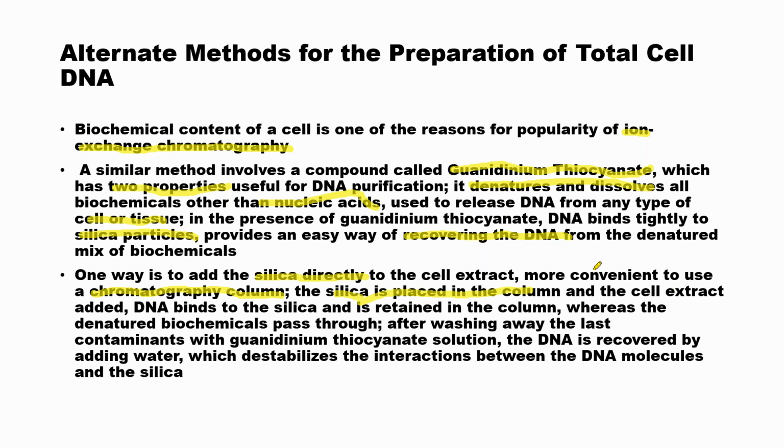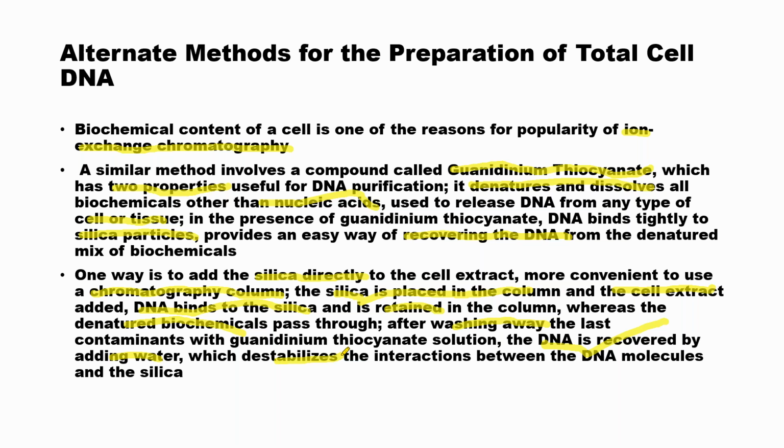Then the cell extract is added to the column in the presence of guanidinium thiocyanate. What is happening? Since guanidinium thiocyanate is there, DNA will bind with the silica and remain in the column. Whereas all other biochemicals, denatured by guanidinium thiocyanate, will pass through the column. After washing away the last contaminants with guanidinium thiocyanate, DNA is recovered. How does DNA recovery happen? By adding water. We add water, which destabilizes the interaction between DNA and the silica.